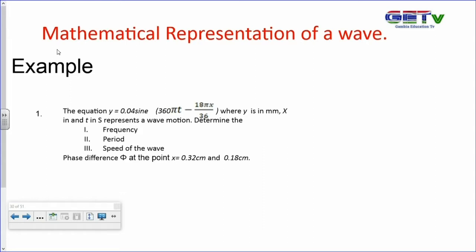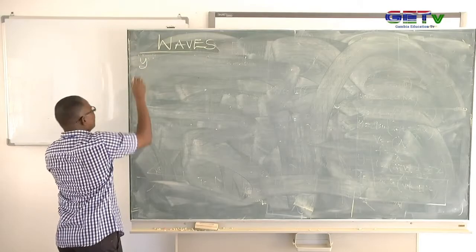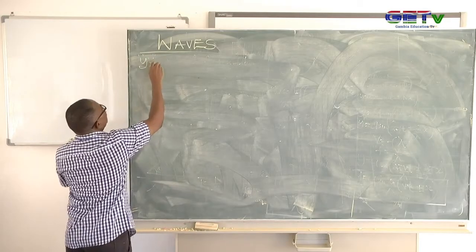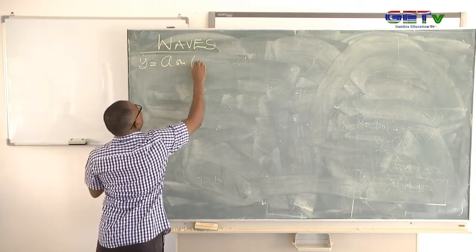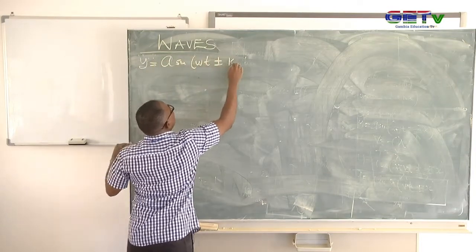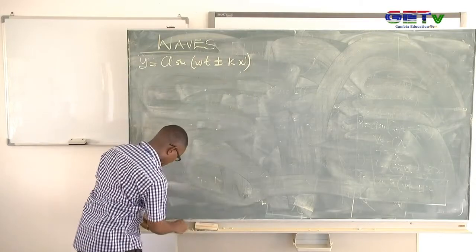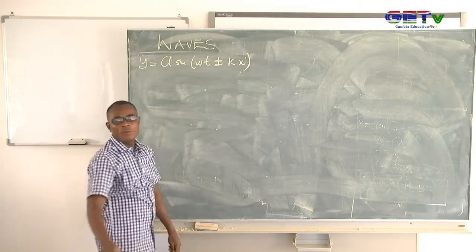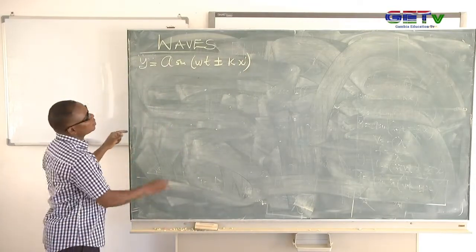Now remember, from that equation, we were able to look at the path difference, the relationship between them. The equation is giving us y equals a sine(omega t plus or minus kx). So now with that, we can compare that equation. Look at the question on the board.